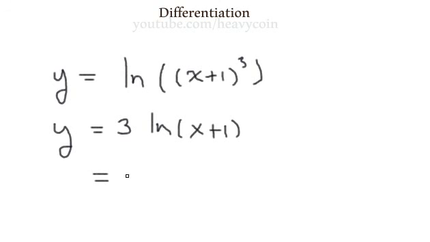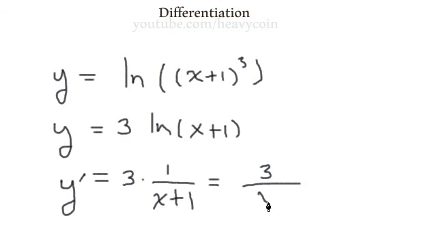Now I can take the derivative. So the derivative of x plus 1 is just 1, and then you just rewrite what's in parentheses. And this will be our y prime. And of course I can rewrite this as 3 over x plus 1. Good enough?